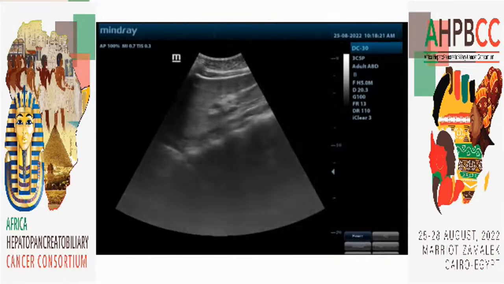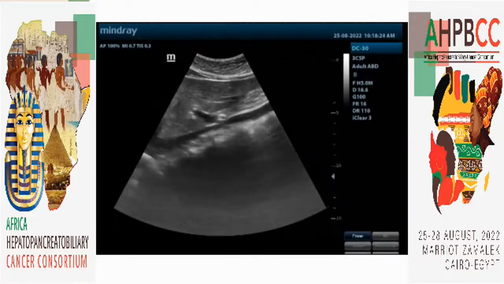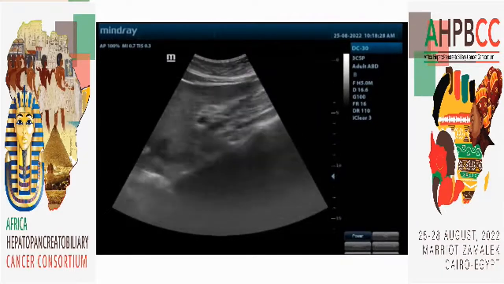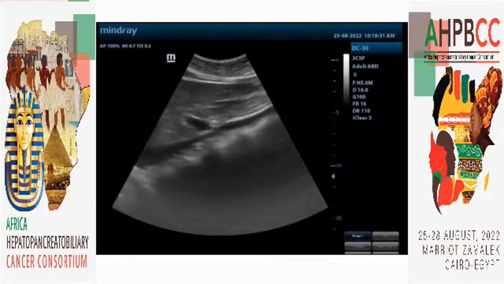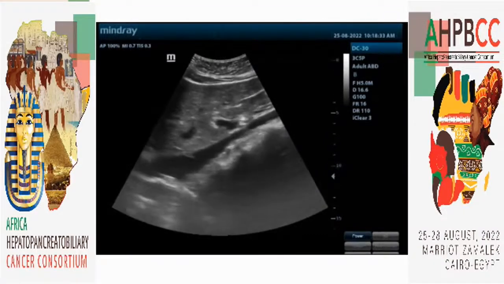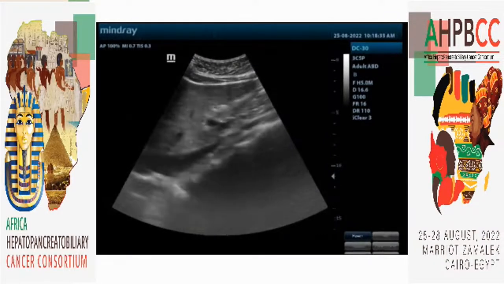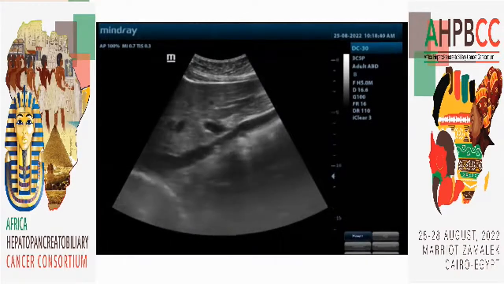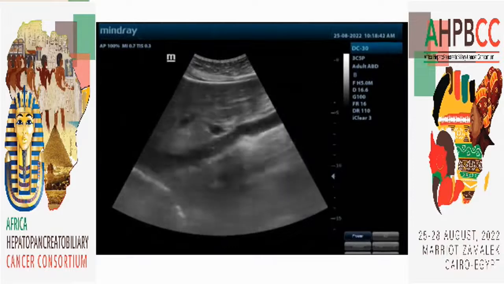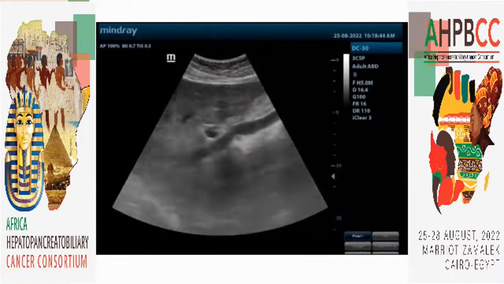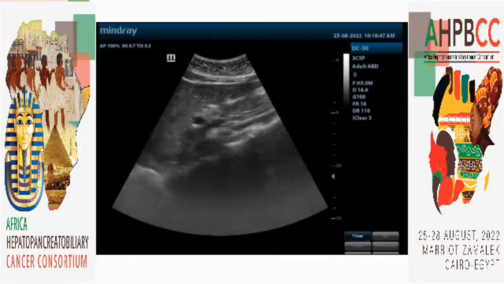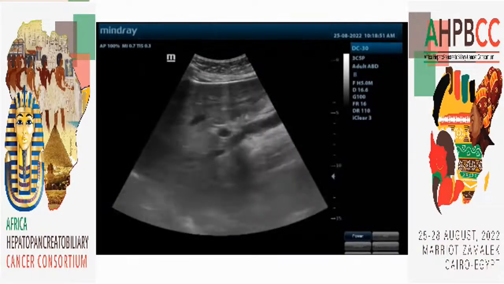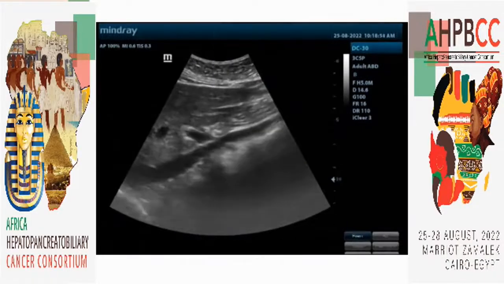We are going to start step by step in a systematic way, so as not to miss any focal lesion. I can see that it's a very big lesion, but we would like to implement a system for all of us: steps of screening the liver, step by step, every segment.